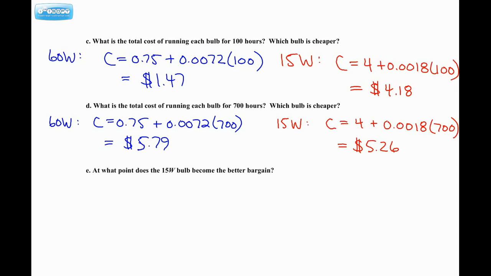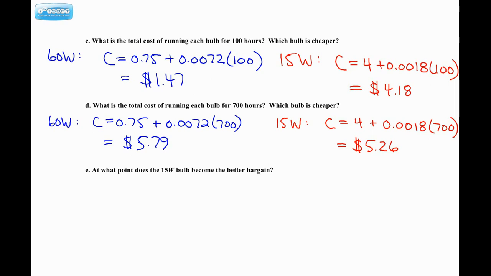Okay, so just to save time, I've already got the result up here. So the cost of operating the 15 watt bulb for 700 hours, given this equation, is a grand total of $5.26. And hopefully you notice that in comparison to the 60 watt bulb, after 700 hours of burning, it's actually a little bit cheaper. Right, so though I didn't actually write it down, in parts C and D, which bulb was cheaper, I'll just make a note that it was the 60 watt bulb that was cheaper after 100 hours, but after 700 hours, the 15 watt bulb became cheaper.